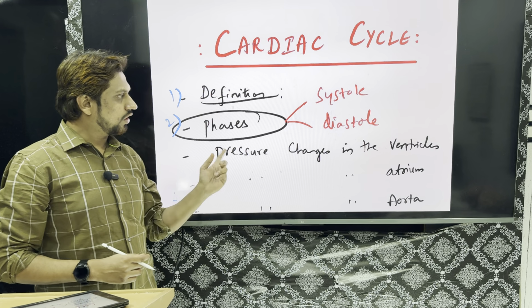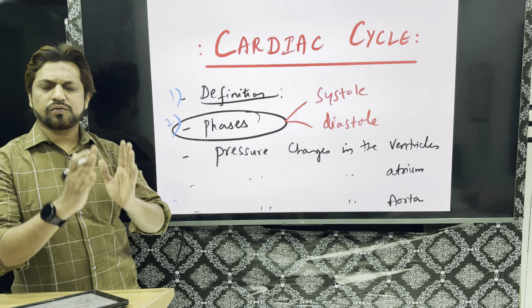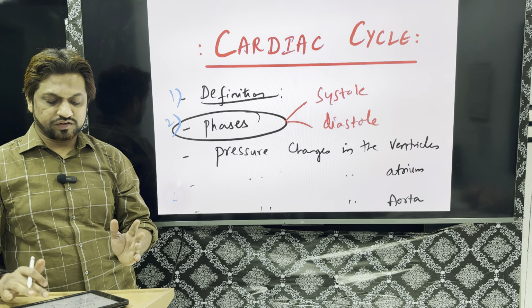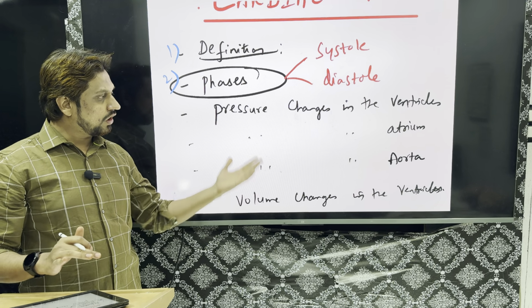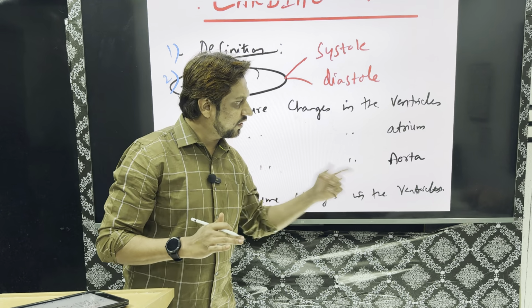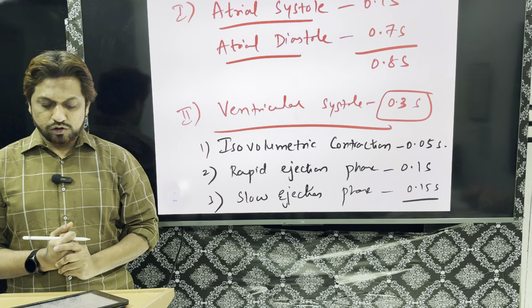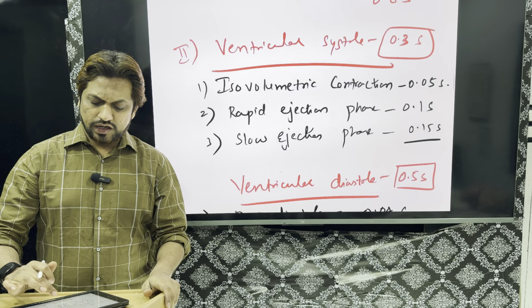What is the definition? What are the different phases of the cardiac cycle? Okay, so basically we will discuss the mechanical events, that is the pressure and volume changes in the ventricles, in the atrium, and the aorta in the following phases of the cardiac cycle, that is in the atrial systole, diastole. So what will be the changes in the pressure in the ventricles during these phases and also in the atria, simultaneously what will happen. So let us discuss it.